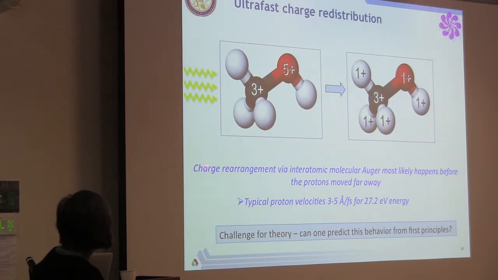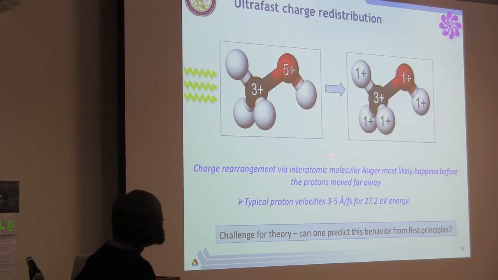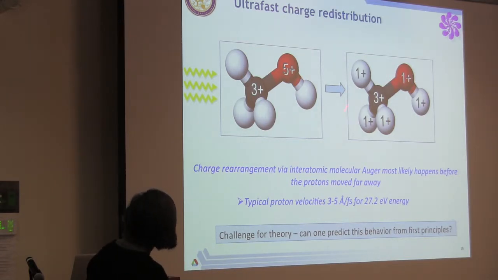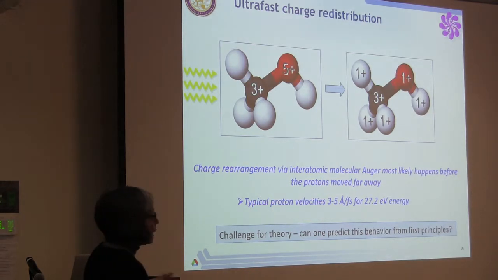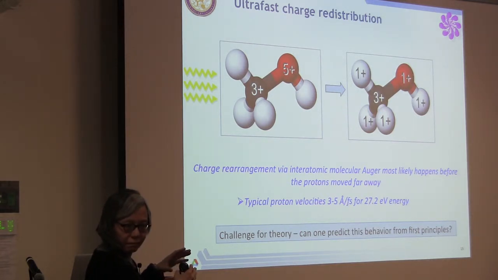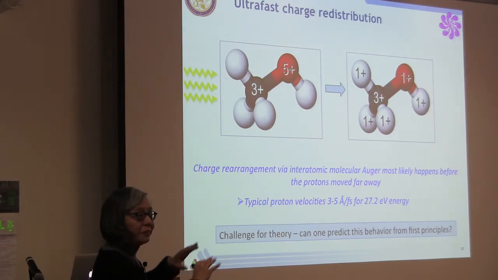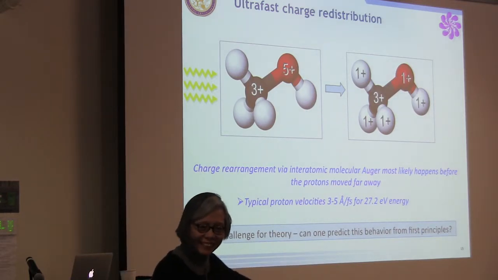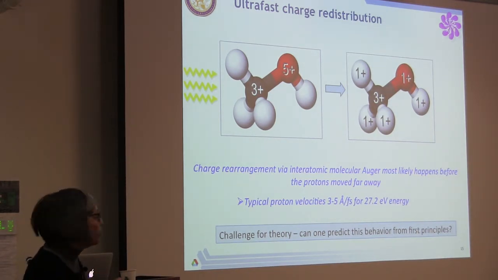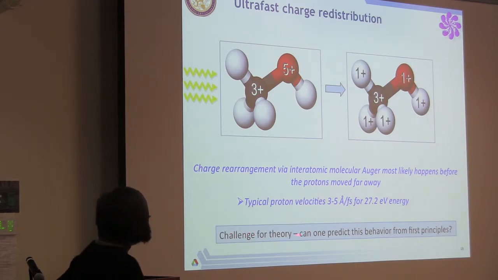And so the idea here is that the charge rearrangement by some kind of interatomic molecular Auger decay most likely happens before these protons are moved far away. And the typical proton velocities are very fast if you have some kinetic energy. So the point is there's a lot of complex dynamics going on, but maybe I'm wrong, because maybe there's someone out here in the audience who's working on this problem, maybe from a time-dependent Schrodinger equation approach. But it's basically a challenge for theory.